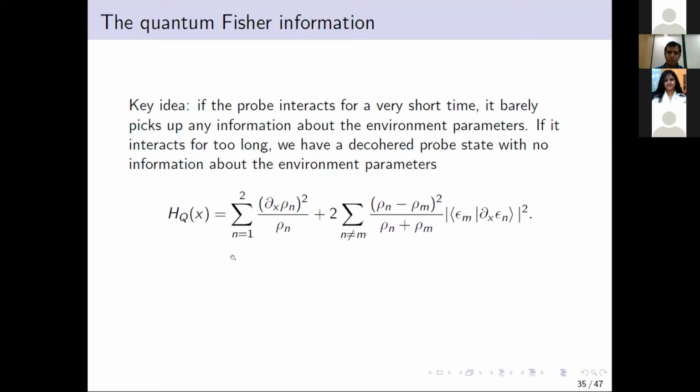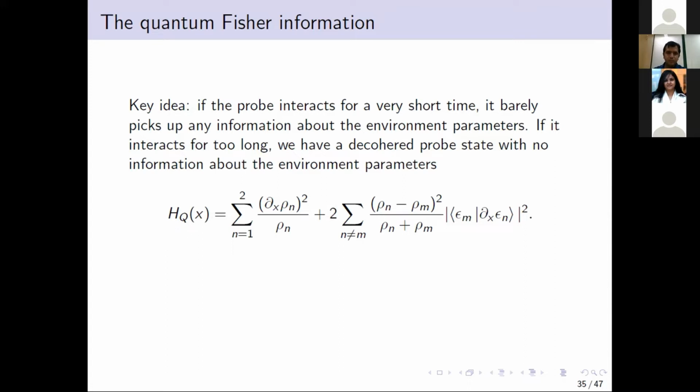Okay. So to quantify how much information you pick up about any environment parameter X, it could be any parameter, it could be the frequency of the environment, the highest relevant frequency of the environment, called the cutoff frequency, the coupling strength with the environment, it could be the temperature of the environment, whatever, that is just called X. That can be quantified by something called the quantum Fisher information.